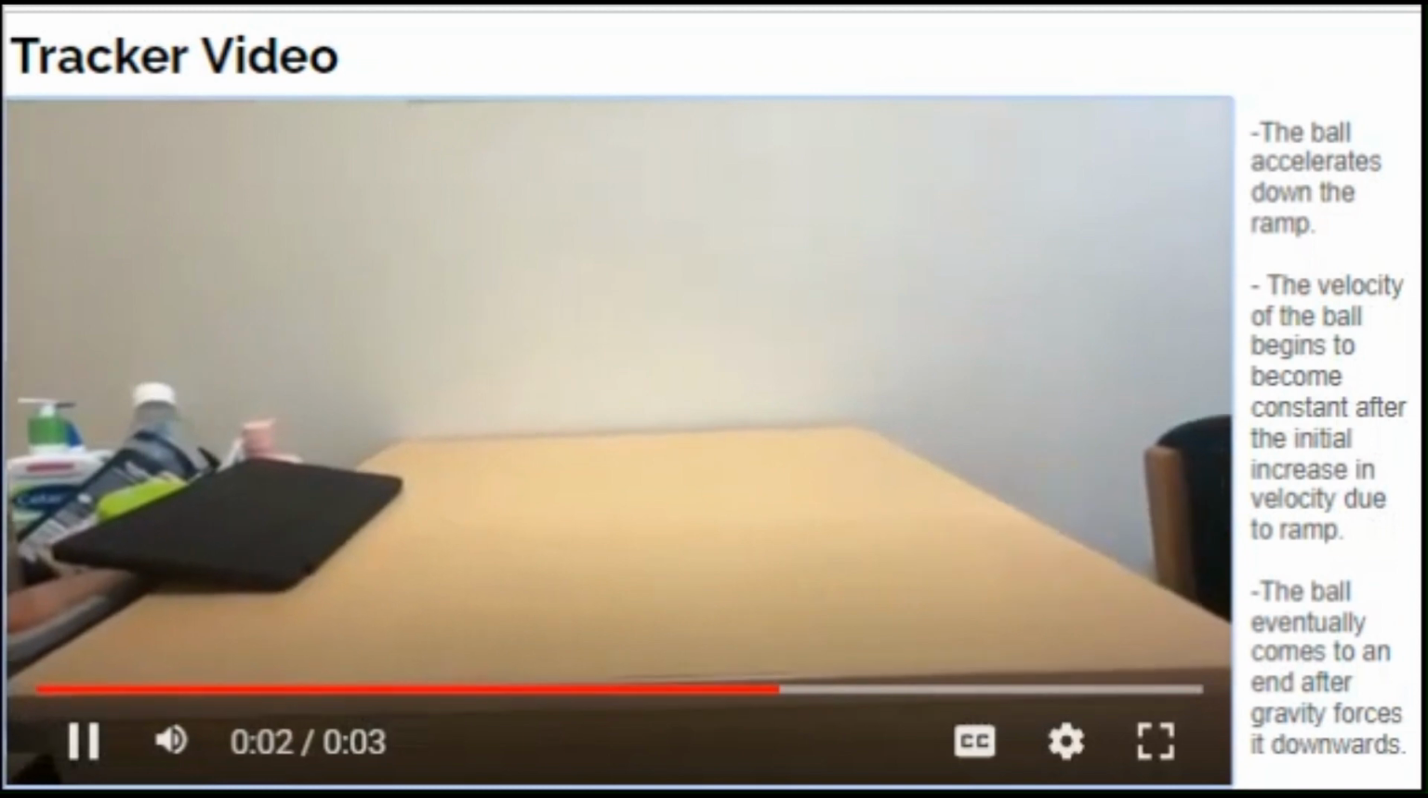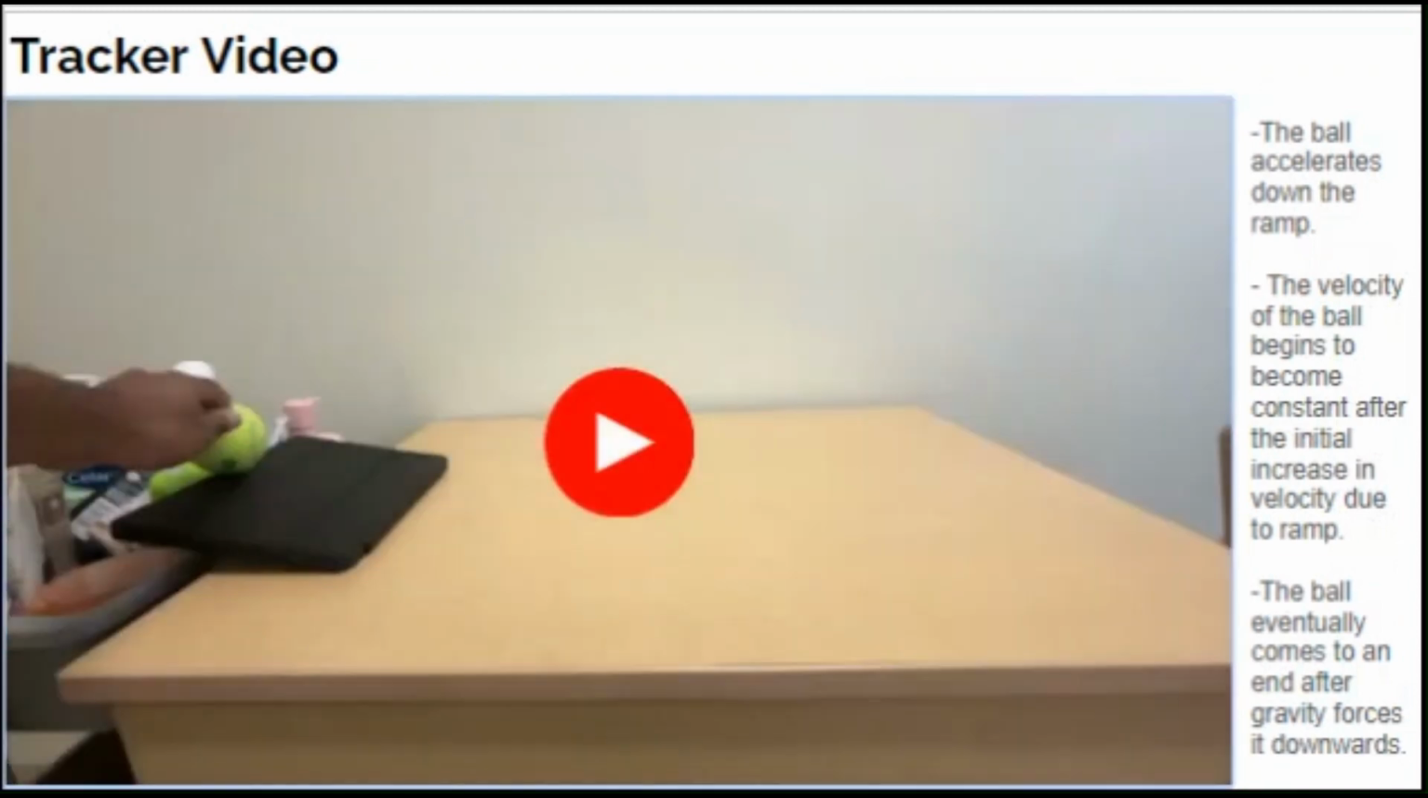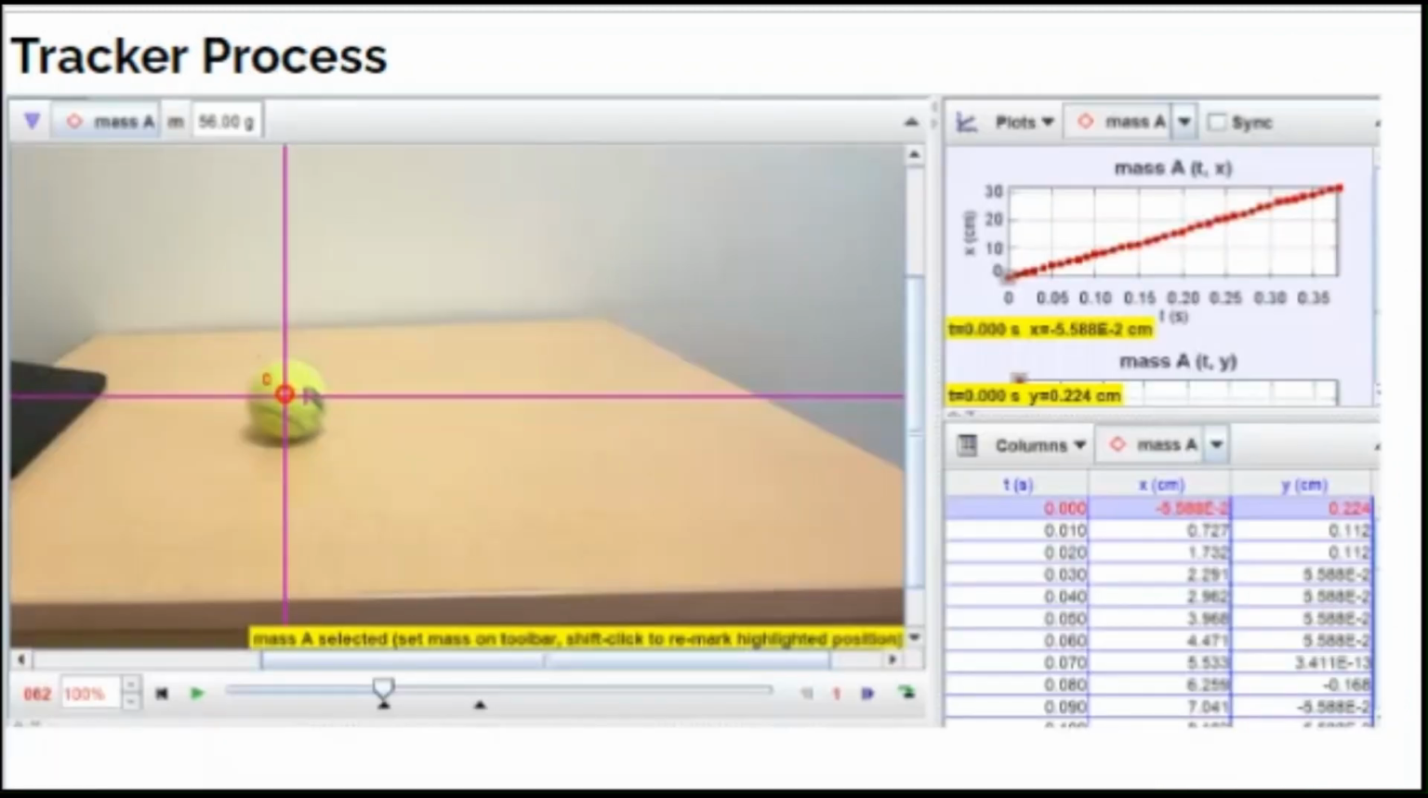The ball accelerates down the ramp. The velocity begins to become constant after the initial increase after it goes down the ramp, and the ball eventually comes to an end after gravity forces it downwards.